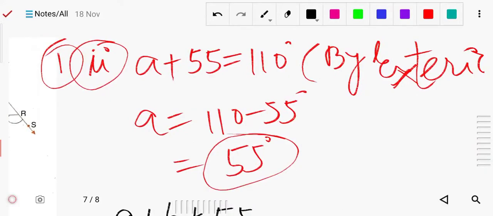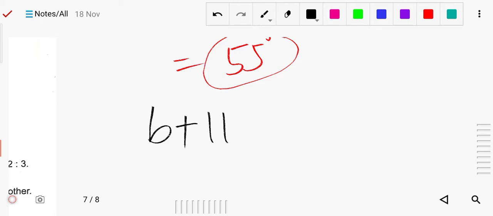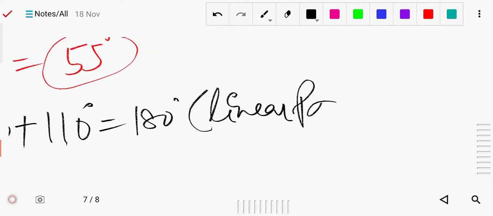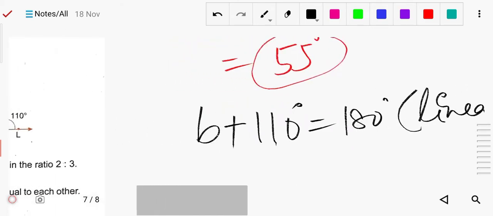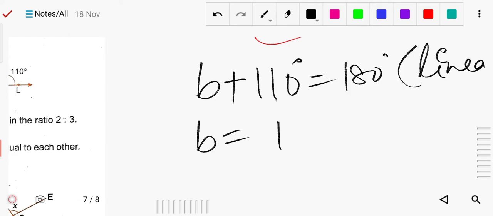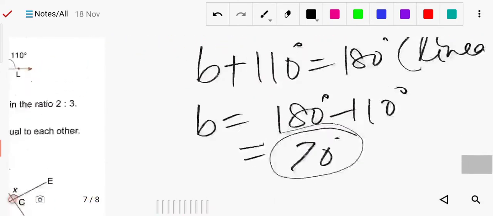Any method you can follow. Here I will follow the linear pair method. So B plus 110 equals 180 degrees. Or you can use the first one, the sum of the three angles of a triangle is 180 degrees. So B equals 180 degrees minus 110 degrees, which equals 70 degrees. So angle B is 70 degrees and angle A is 55 degrees. Got it?